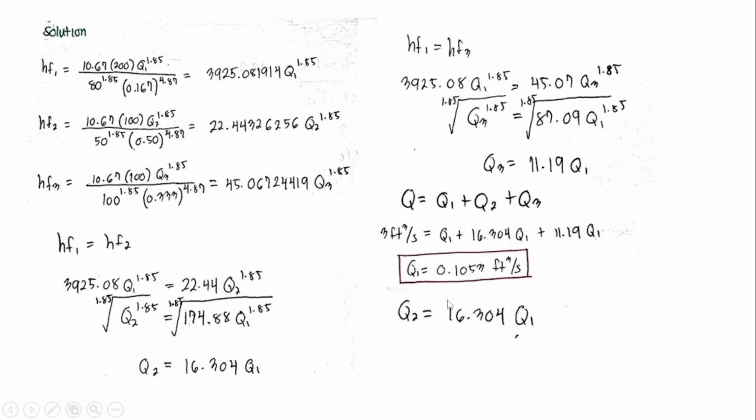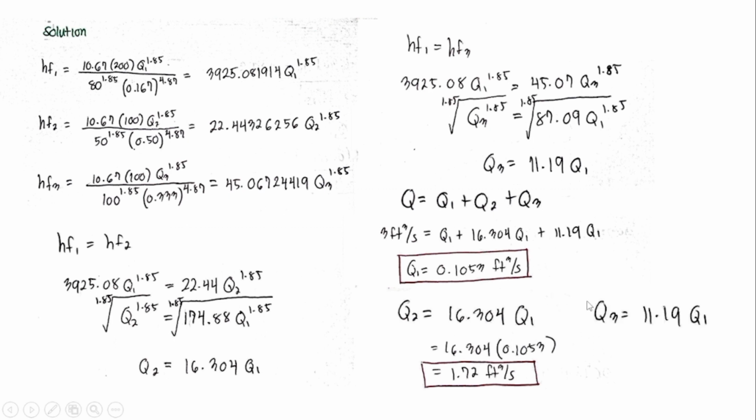To solve for Q2, we just need to substitute Q1 in our equation for Q2. So 16.04 times Q1, which is equal to 0.1053. So Q2 is equal to 1.72 cubic feet per second. And to solve for Q3, since we have our equation for Q3 in terms of Q1, we can also substitute Q1 into our equation. So Q3 is equal to 11.19 times Q1, and Q3 is equal to 1.18 cubic feet per second.